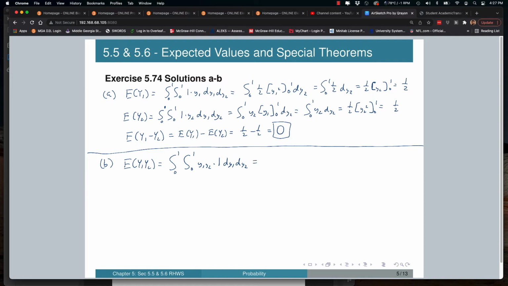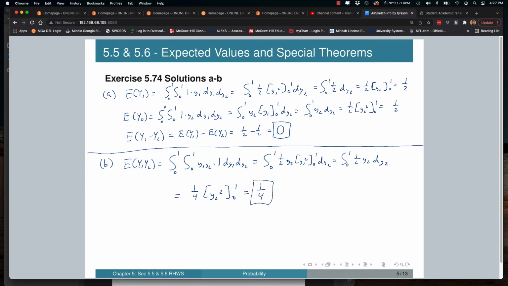All right. And so I end up getting 0 to 1 with respect to y1. I get 1/2 y sub 2, y sub 1 squared evaluated from 0 to 1 dy sub 2. And which is just the integral from 0 to 1 of 1/2 y sub 2 dy sub 2, which equals 1/4 y sub 2 squared evaluated from 0 to 1, which just equals 1/4. So that one wasn't too bad.